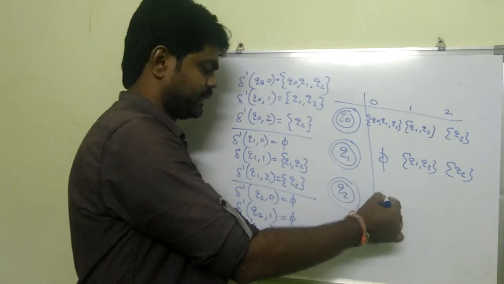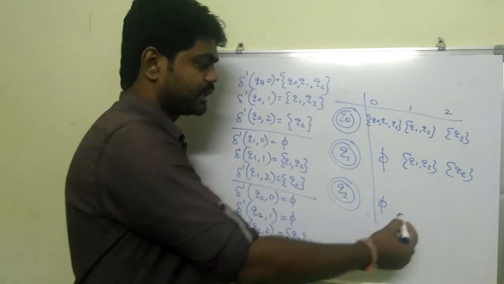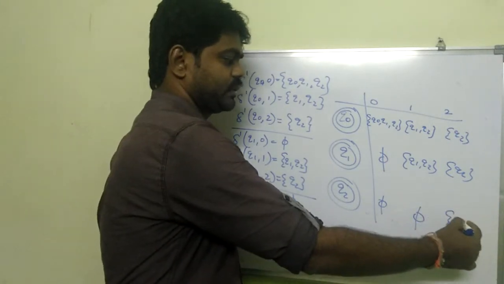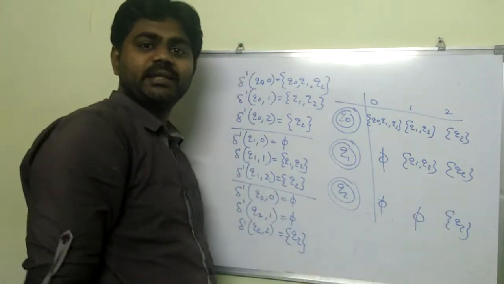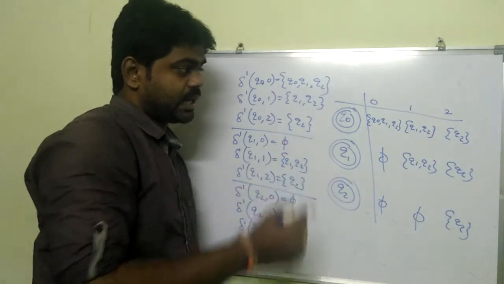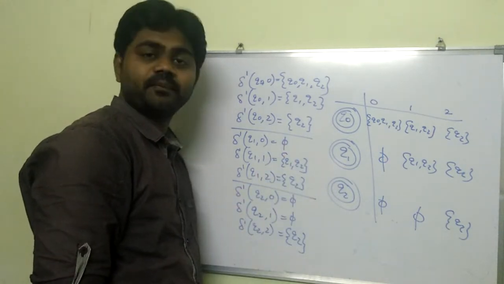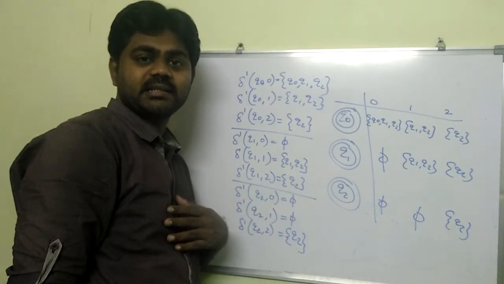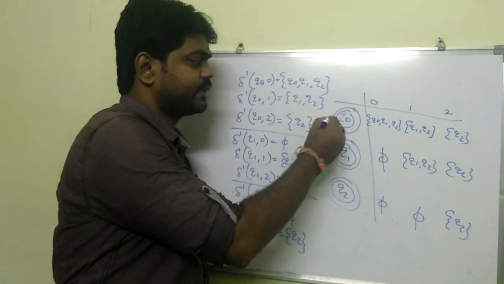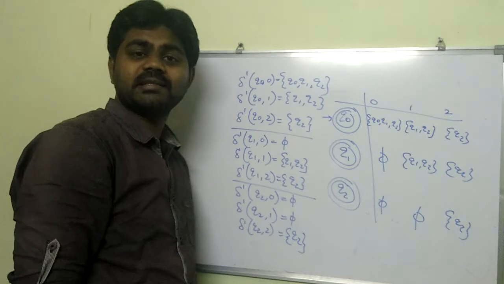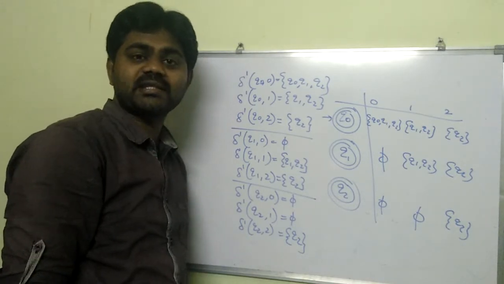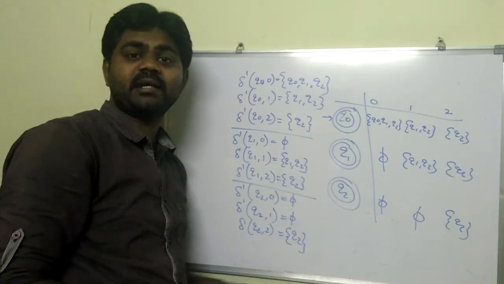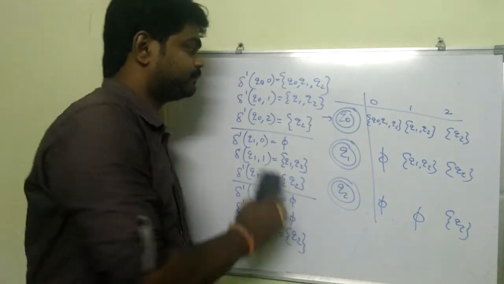What did we get? Null. Q2 comma 1, what did we get? Null. Next, Q2 comma 2, what did we get? Q2. So in this manner, I constructed a transition table. As I said, all three are final states and Q0 is the starting state. Now, basing on this table, I will construct a transition diagram. Okay, so I will construct an NFA without epsilon, right?